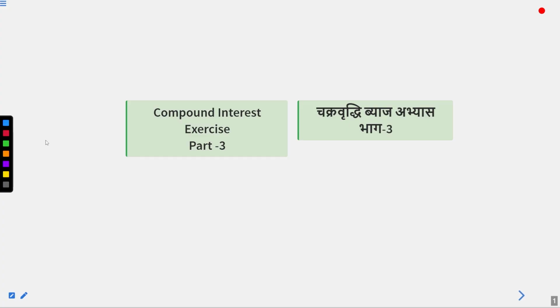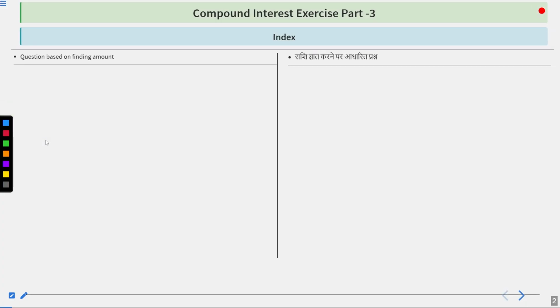Hello everyone, we are going to start compound interest exercise part 3. In this exercise, we are going to do questions based on finding amount.